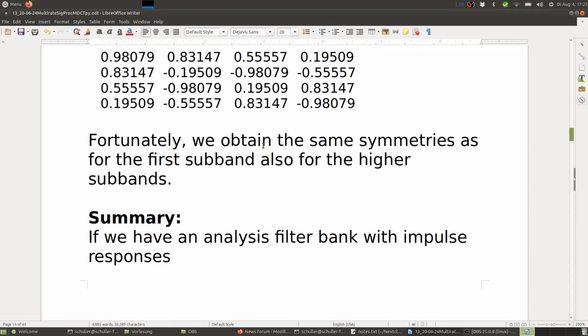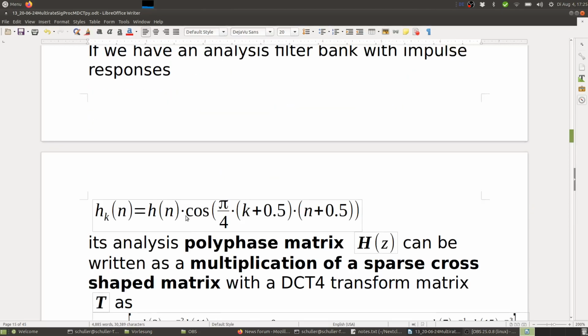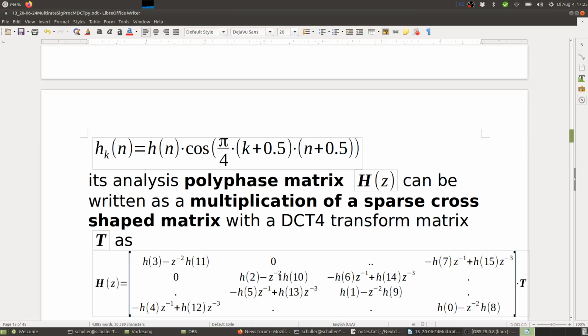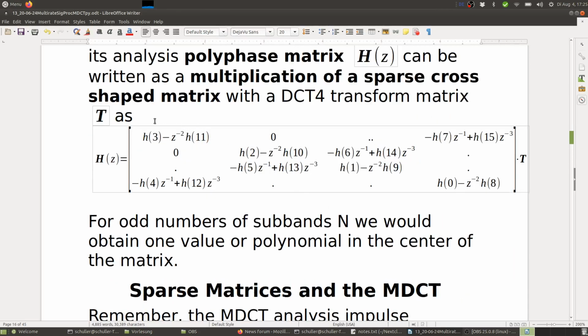Fortunately, we obtain the same symmetries as for the first subband, also for the higher subbands. So we can simply replace this matrix T0 by T, and we have our filter bank with 4 subbands. So in summary, we have an analysis filter bank with impulse responses of this form here. Its analysis polyphase matrix H of z can be written as a multiplication of a sparse cross-shaped matrix with a DCT4 transform matrix T as this.